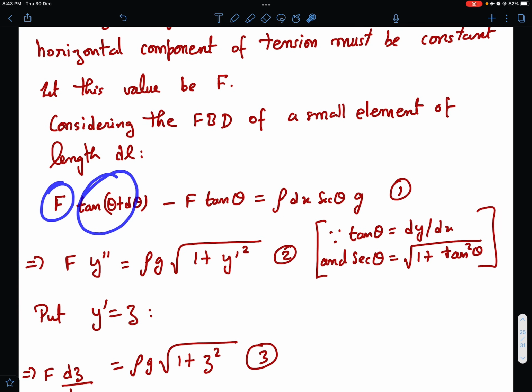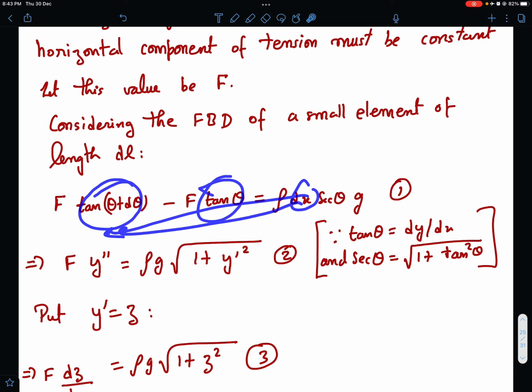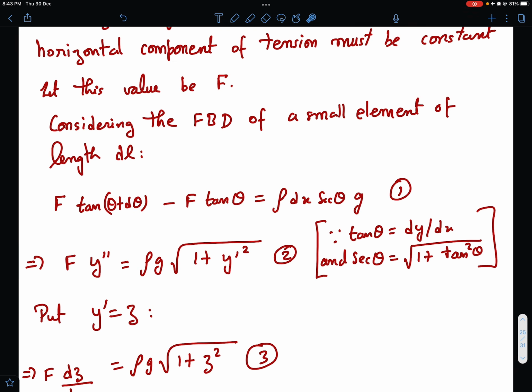So if you take f common here and subtract these two, and take this dx downstairs, then tan of theta plus d theta minus tan of theta divided by dx becomes y double dash, right? And sec theta, if you want, you can write it: tan theta is dy by dx, and sec theta is the square root of 1 plus tan square theta, and tan square theta is the slope y dash. So instead of writing sec theta, I have written the square root of 1 plus y dash square.